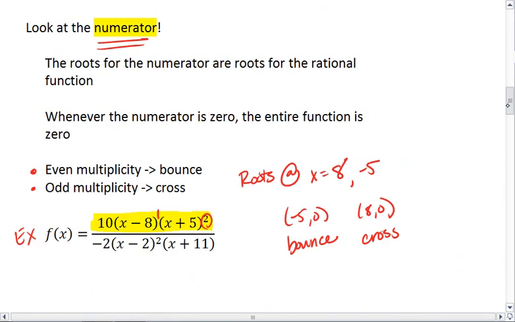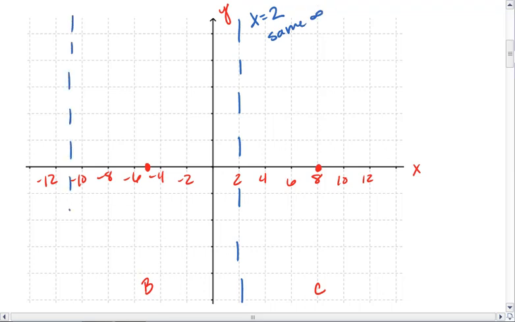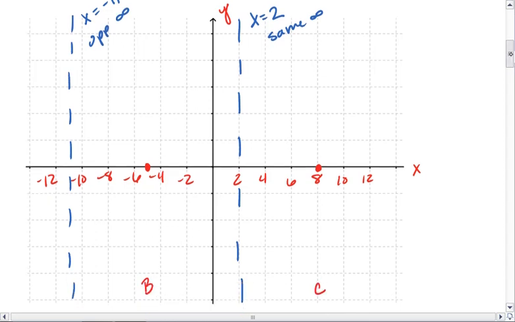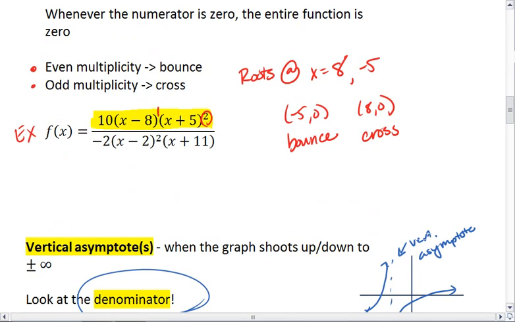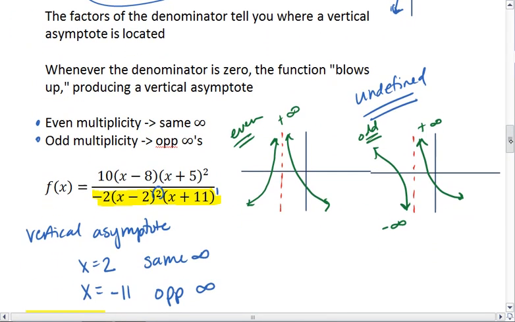Let's put these on our graph above. We have vertical asymptotes at x equals positive 2. This is same infinity. And another one at x equals negative 11. And that is opposite infinities. So far, so good. That takes care of vertical asymptotes, your second part of rational functions.